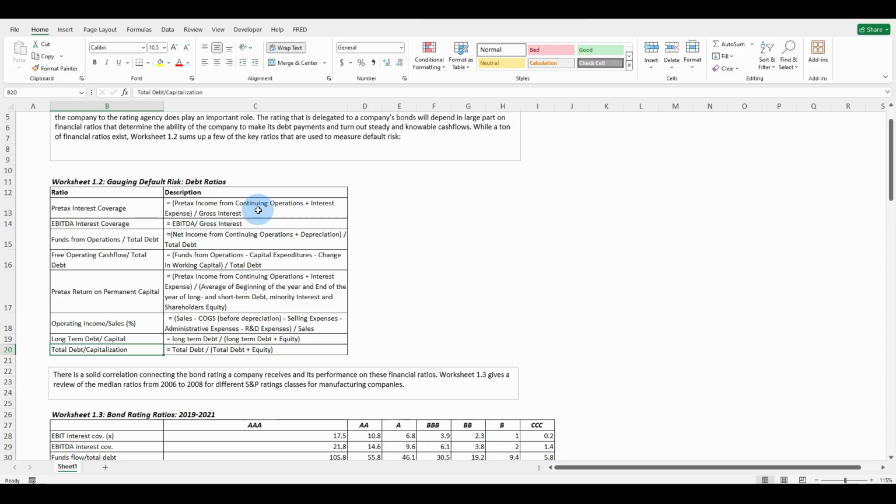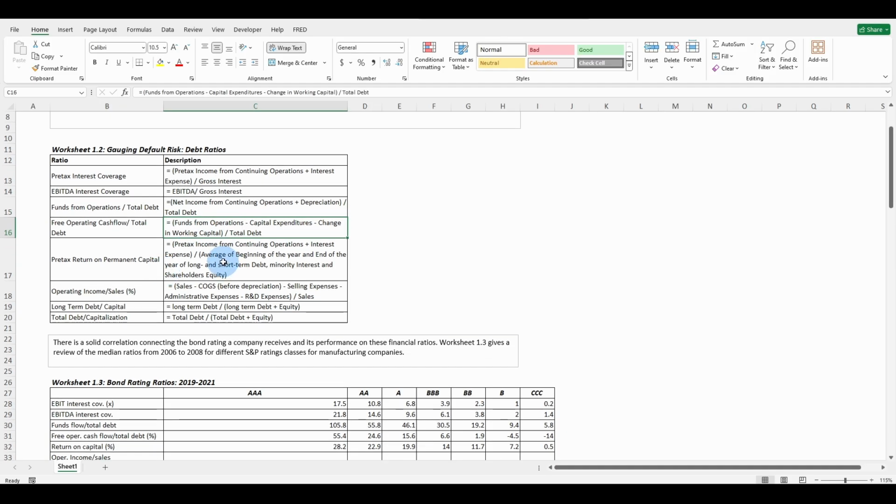You just open up your financial statement and start crunching numbers. EBITDA divided by gross interest. You're going to get a ratio. Net income from continuing operations plus depreciation divided by total debt. Funds from operations minus CapEx minus change in working capital. It looks like a reinvestment measure. Pre-tax income from continuing operations plus interest expense, average of beginning.